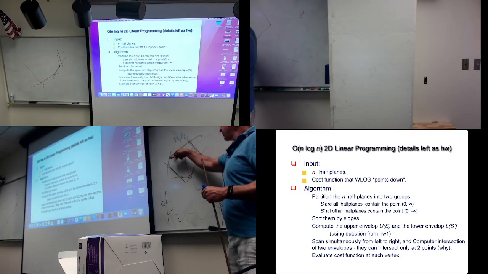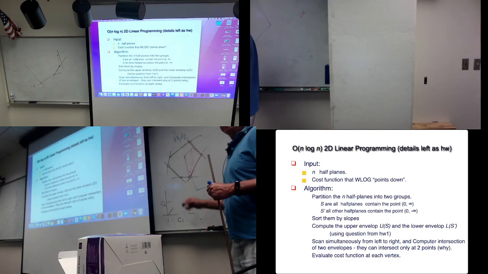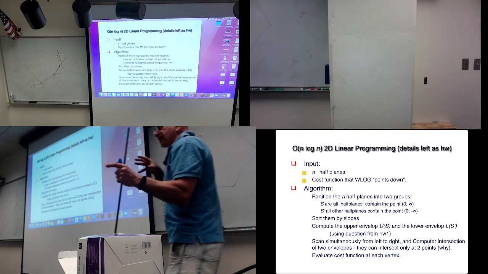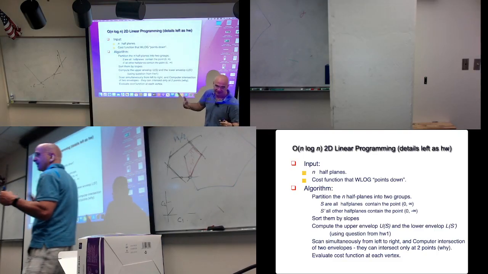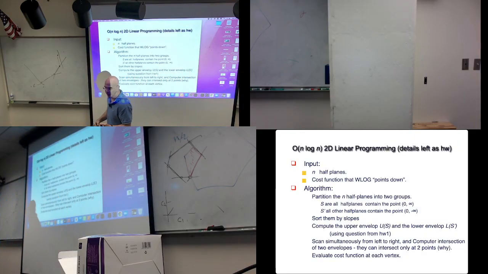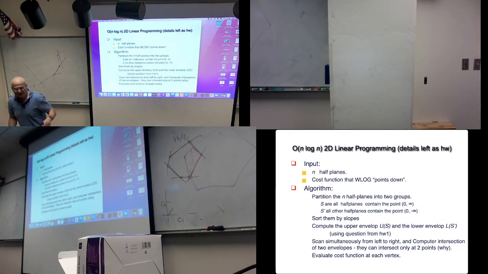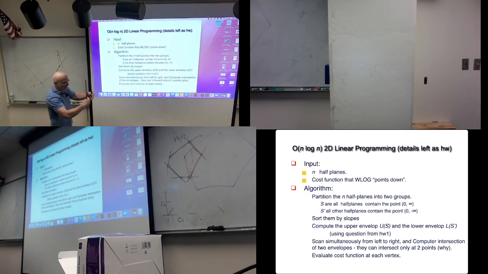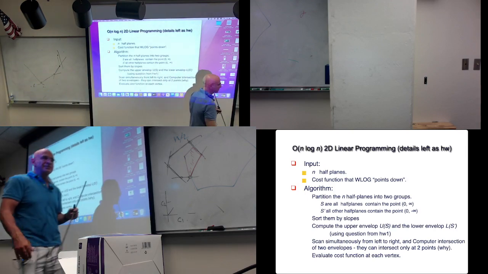Now, how do I compute the intersection of each piece separately, the first n over 2 half planes and the second n over 2? It's of course divide and conquer. So it behaves kind of like merge sort. Split and then merge them together in linear time, so it's n again.